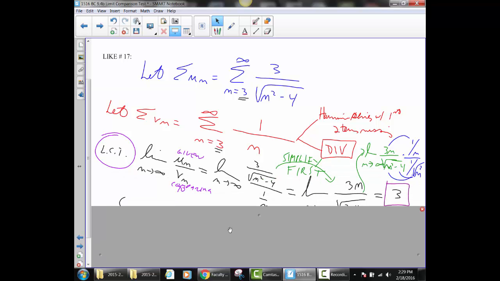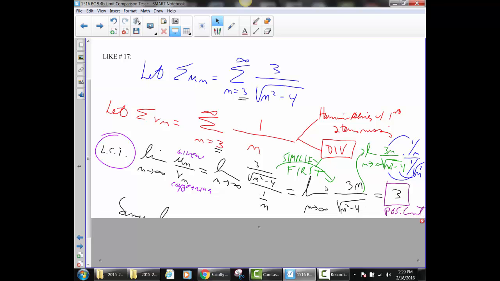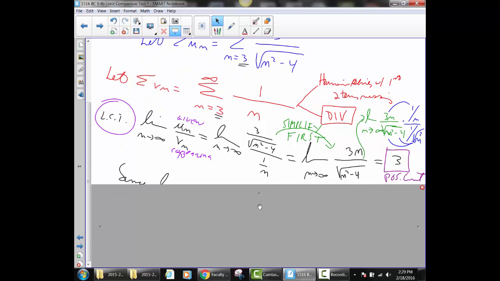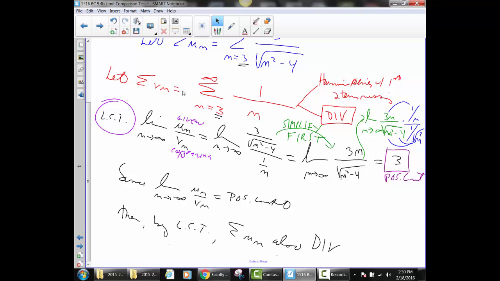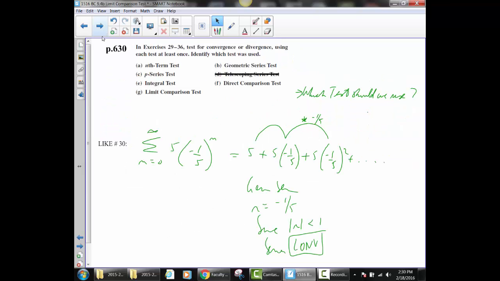Now we're using the limit comparison test, so we're going to find the limit of UN, which is this, over VN, which is that. First I'll simplify. At this point, I have the degree of the top is 1. In effect, the degree of the bottom is 1. It's going to be leading coefficient over leading coefficient, which is 3. So since that limit is a positive constant and we were comparing it to a divergent series, then our series is also divergent.